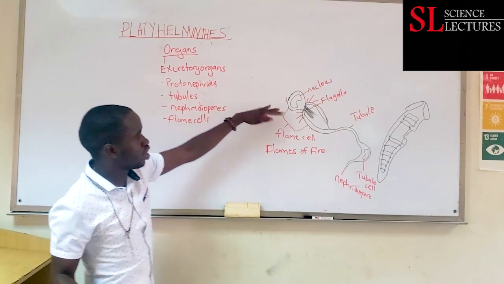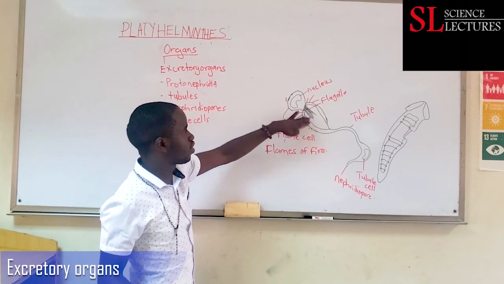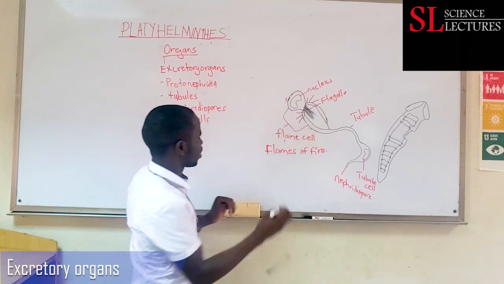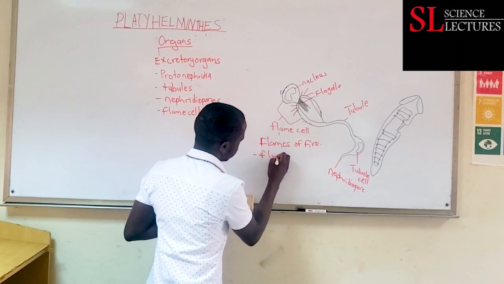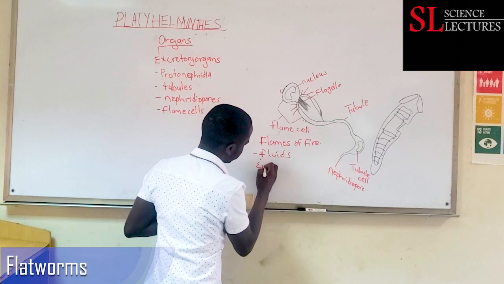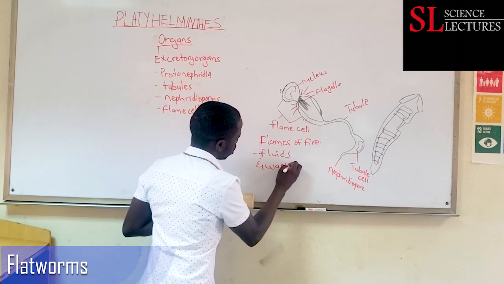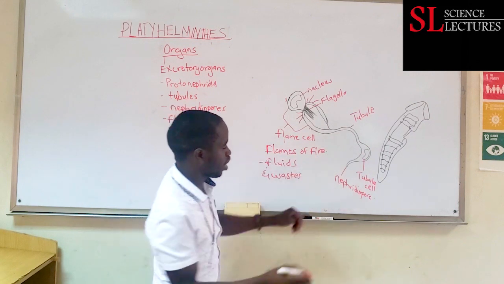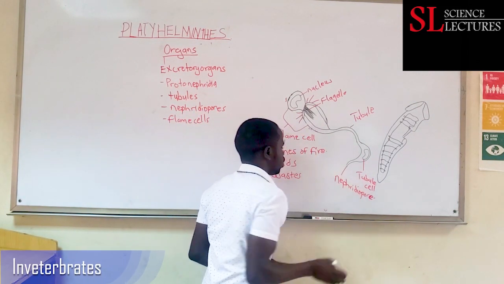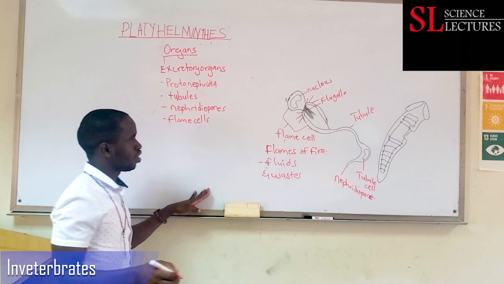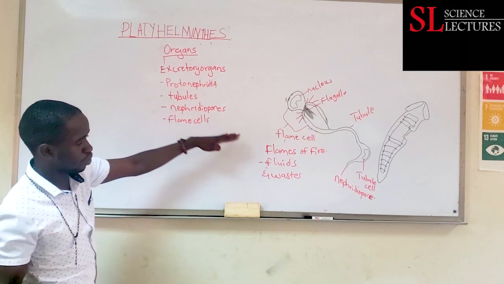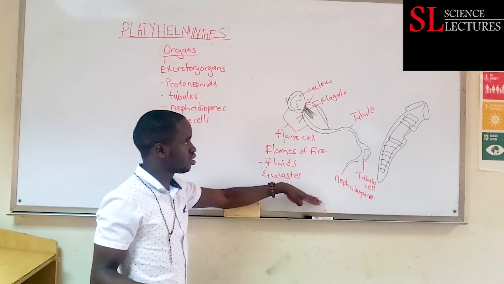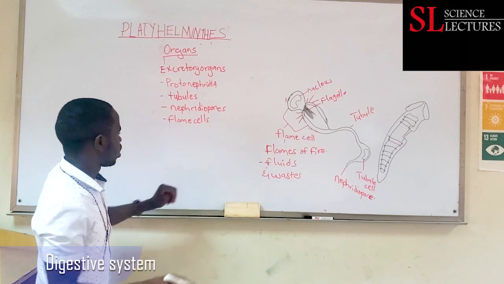How does it function? When the flagella generate currents, the currents will bring in things like excess fluids and other wastes from the body. These wastes shall travel through the tubule and will be excreted via the nephridiopore. That is how it works, and that is the general overview of the excretory system within the flatworms.